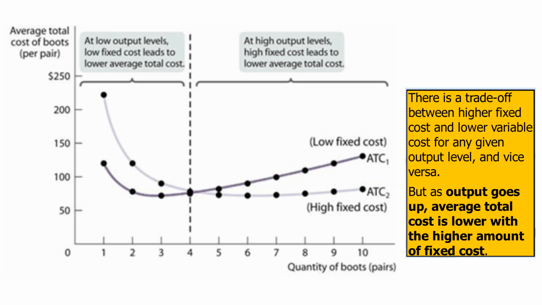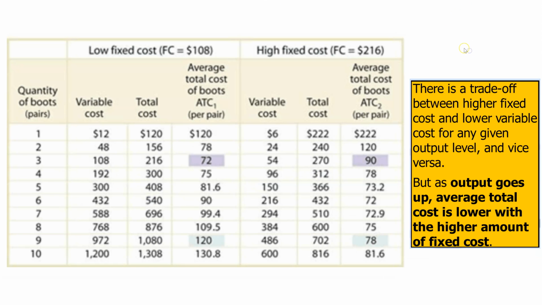And so while your average total cost is lower, the higher amount of fixed costs is going to have an impact on that as well. And that's what we see here in this particular example. As output goes up, your average total cost is going to be lower with the higher amount of fixed costs that you have, because there's only so much you can do with those higher fixed costs.